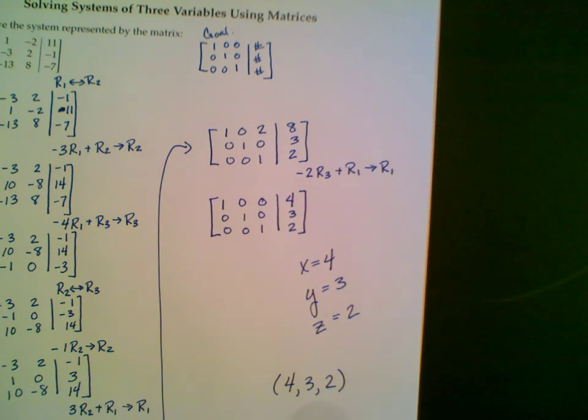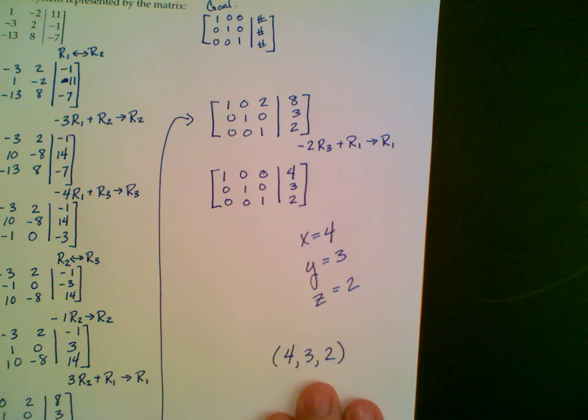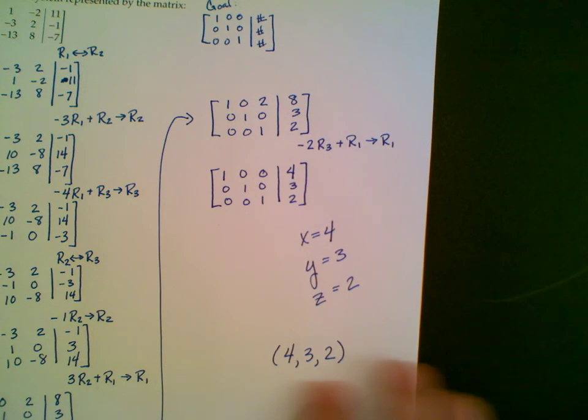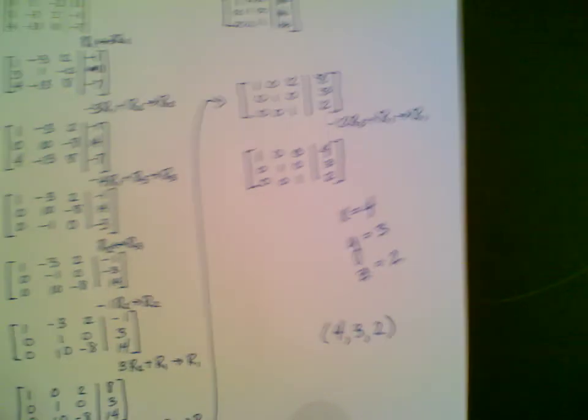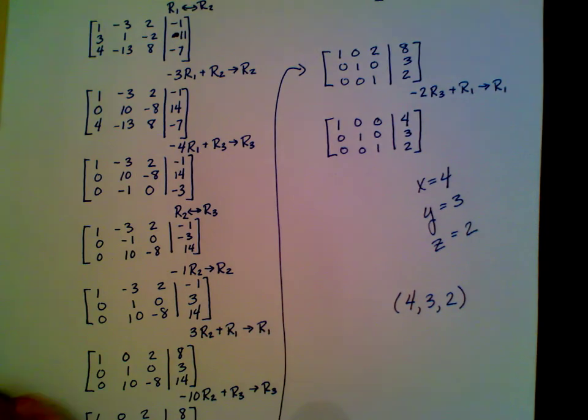And when you are solving a system with 3 variables, your answer will be something in 3 dimensions. So if you have a single solution, you'll have a single point in 3 dimensions. So there are 3 coordinates there. So that's it for this example. We'll do another example in the next video.